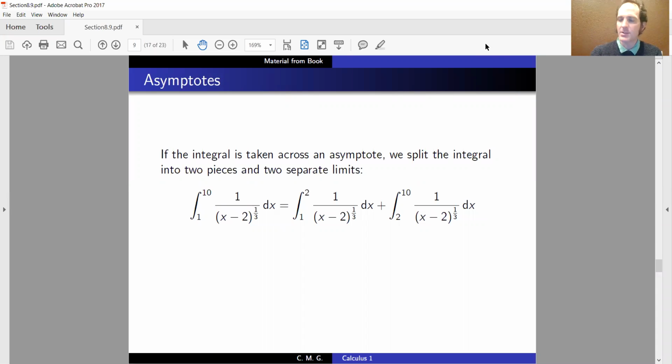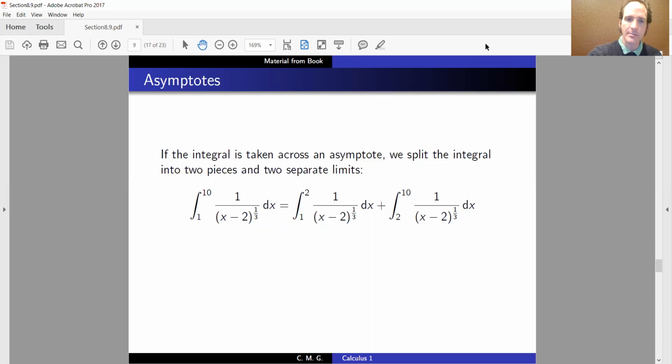If I have an asymptote and I'm sort of evaluating across that asymptote, then I actually have to split my integral into 2 pieces and then take 2 separate limits. So for example, the integral from 1 to 10 of 1 over (x minus 2) to the 1/3, the asymptote is at x equals 2. That's where the denominator is equal to 0. So I have to split my integral into 2 pieces. It's the integral from 1 to 2 and the integral from 2 to 10.